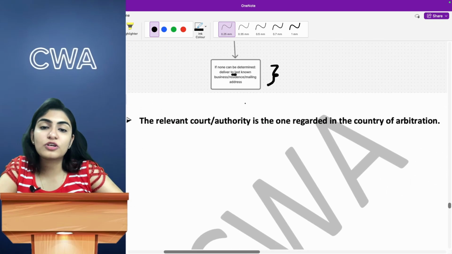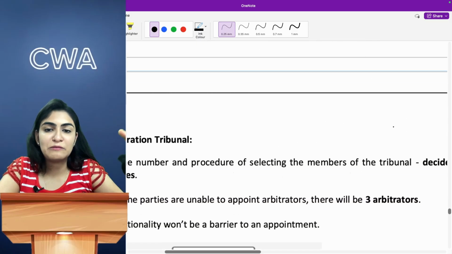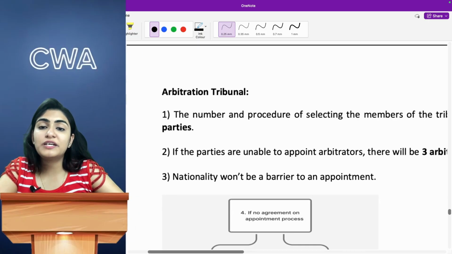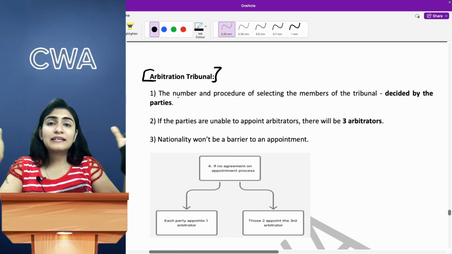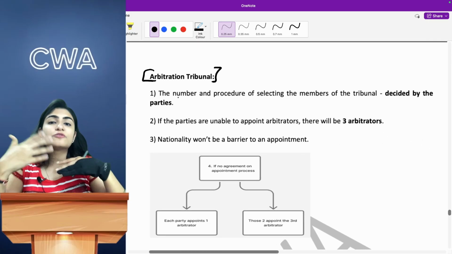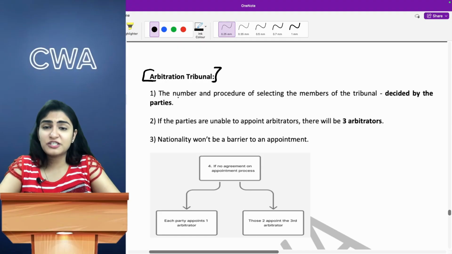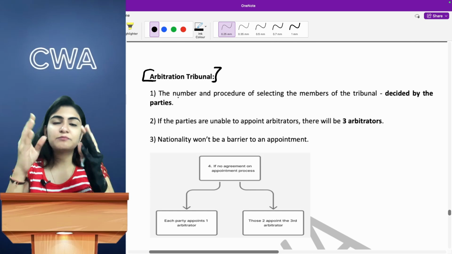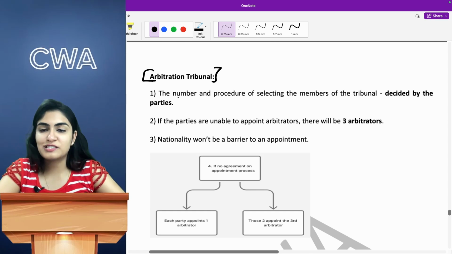The relevant court or authority is one rendered in the country of arbitration where the arbitration proceedings are taking place. Now, arbitration tribunal. What do you mean by this? Meaning the entire proceeding where the proceeding goes on, that is an arbitral tribunal, and a step by step detail is given on how you are supposed to follow an arbitration process.